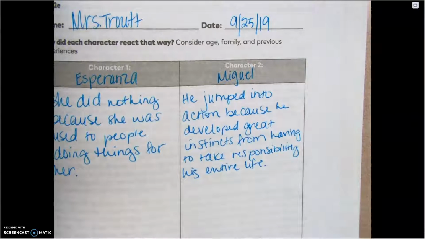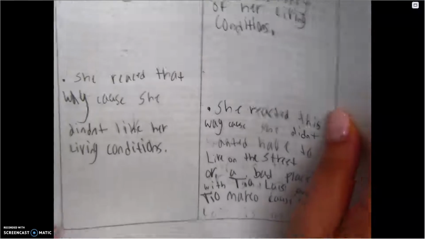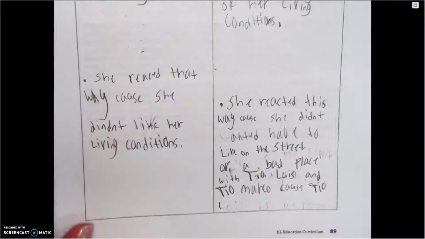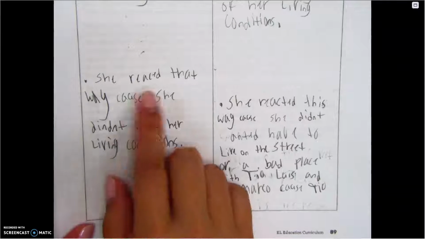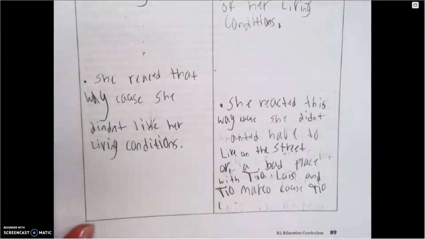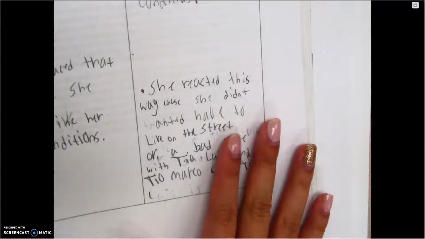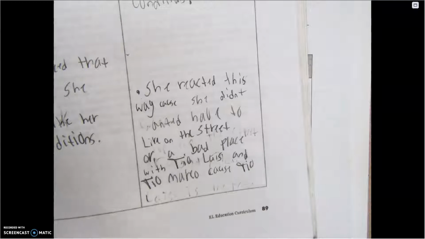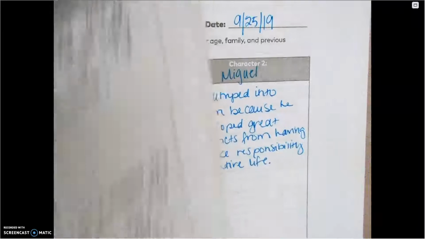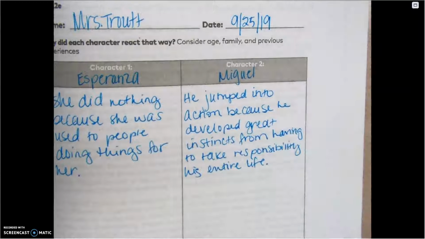She was very specific. And I like that she related it back to our UDHR. So Esperanza was ungrateful. She reacted that way because she didn't like her living conditions. That was awesome. I didn't even think that far yet. And then Mama was grateful and happy. She reacted this way because she didn't want to live on the street, or didn't have to live on the street, and she didn't have to be with Tio Lewis and Tio Marco. Like, y'all are coming up with very creative reasons as to why they react the way they have.